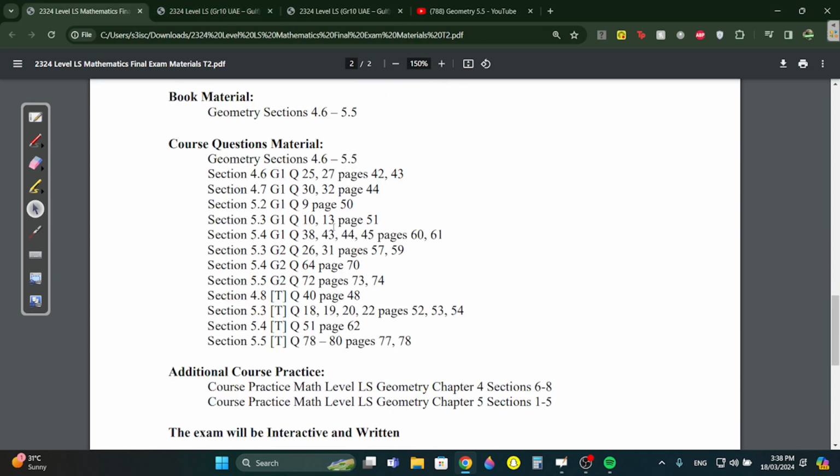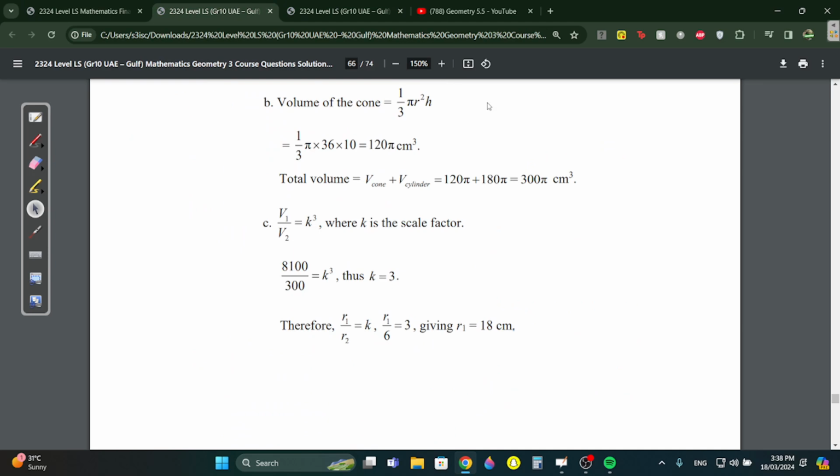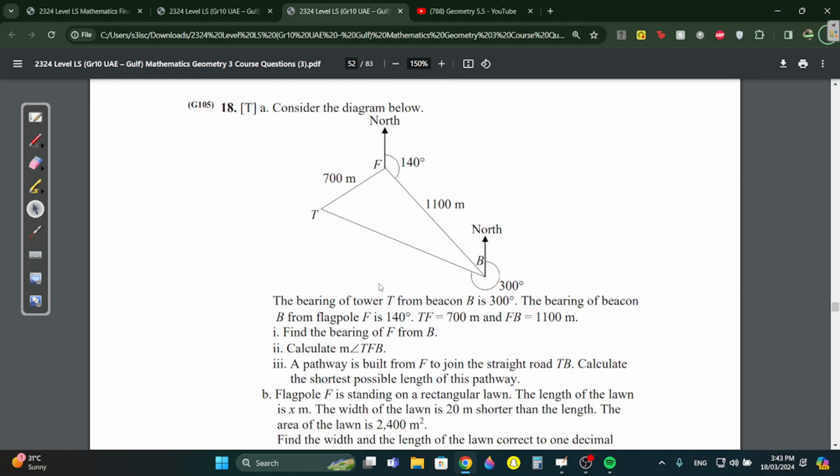Top question 18. Okay, so we started with the tricky questions. The bearing of tower T from B is 300 degrees. The bearing of beacon B from F is 140 degrees. TF is 700, FB is 1100. Find the bearing of F from B.